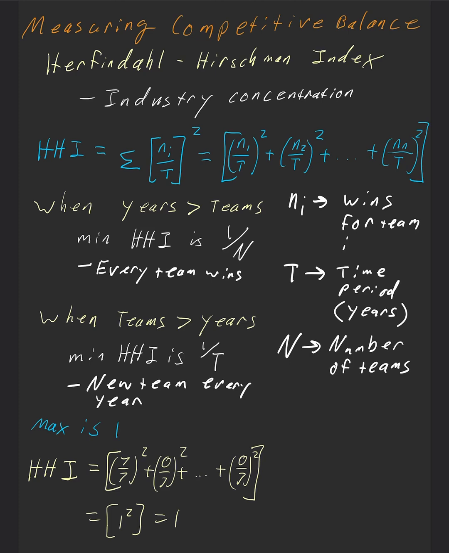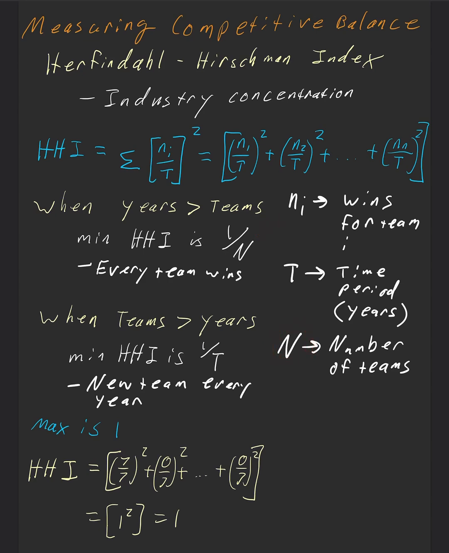So the way that that's measured is just the sum of the market share for a particular industry divided by the totality of the market share, squared. And so we write that out as follows, which is the share, so in our case championships, over the time period in question, squared. So Ni is the number of wins for team i. T is the time period measured in years. And of course, this capital N that I'm talking about here is just the total number of teams.